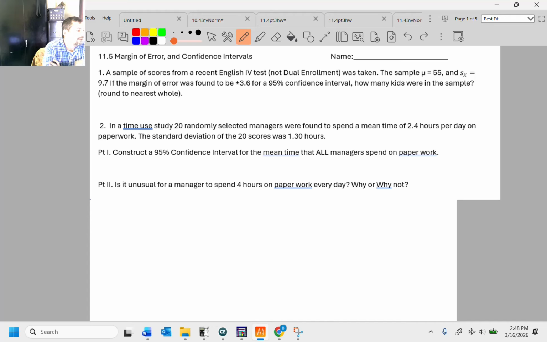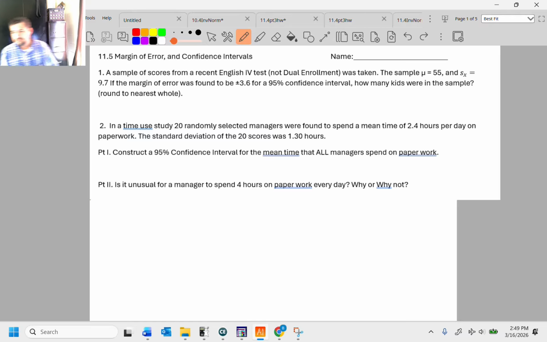All right, what do we have here? We have 11.5, the margin of error and the confidence intervals. A sample of scores from a recent English 4 test was taken. The sample mean is 55 and the sample standard deviation is 9.7. S of x is sample standard deviation. If the margin of error was found to be plus or minus 3.6 for a 95% confidence interval, how many kids were in the sample?